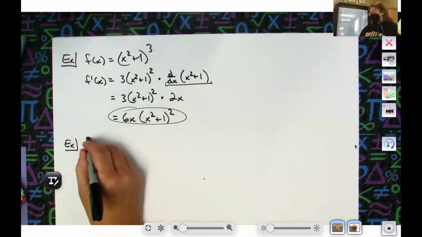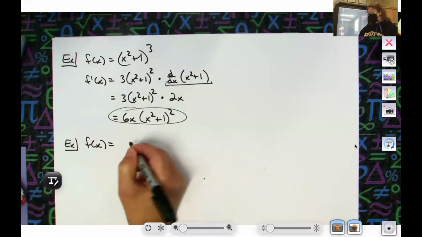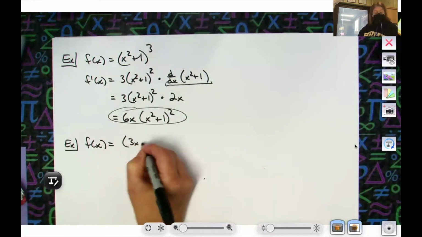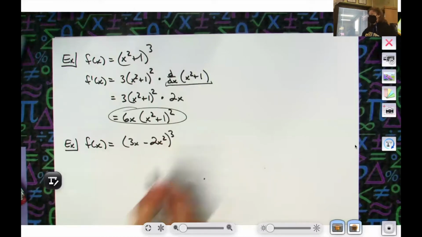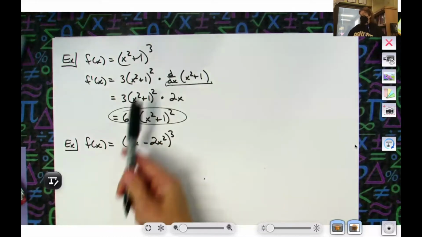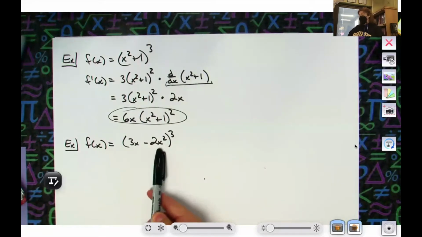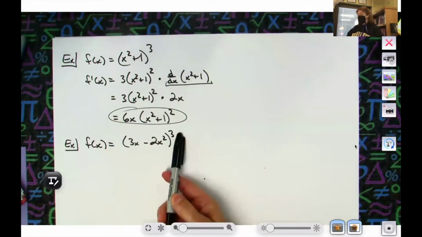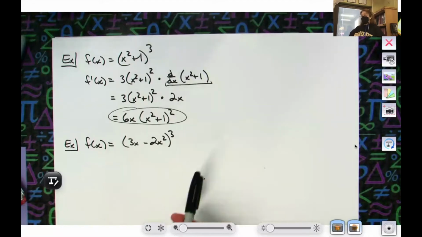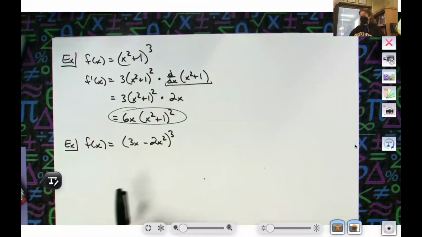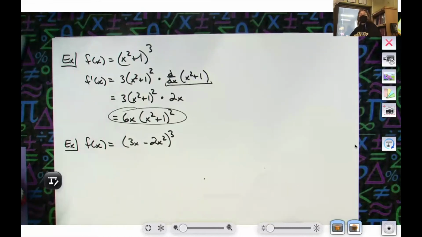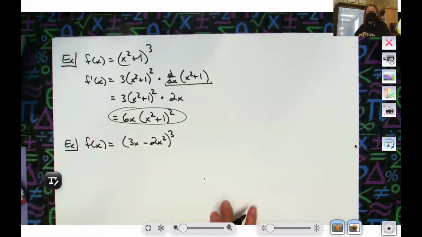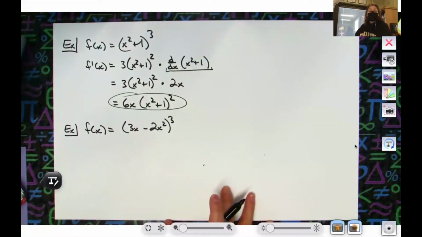Let's do f of x is equal to, so another nice little power rule, 3x minus 2x squared to the third power. Okay, do it the exact same way. Inside, 3x minus 2x squared being raised to the third power. Derivative of the outside function, leave the inside alone, times the derivative of the inside. I'm going to pause my screen, although it's not pausing it in the video, but it's pausing it for those in class.